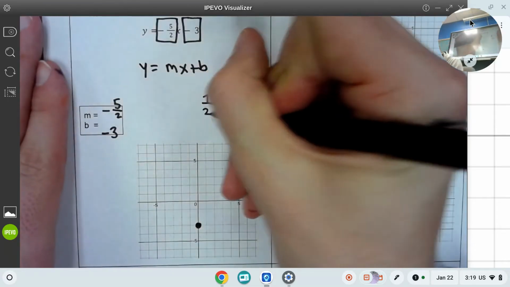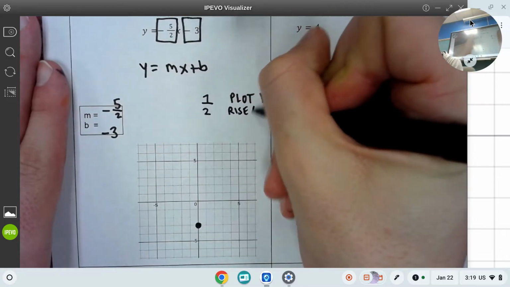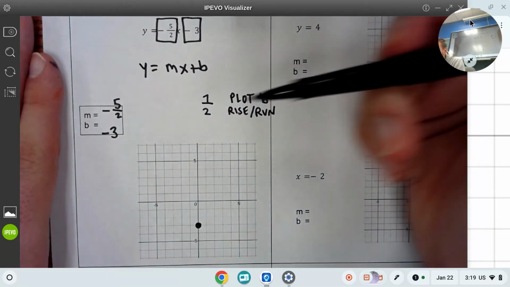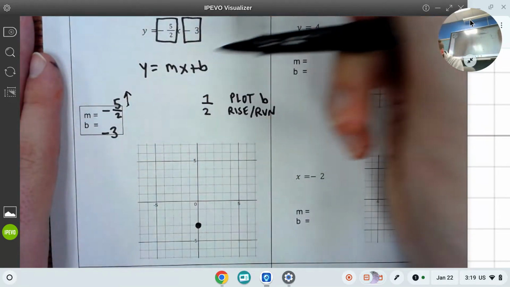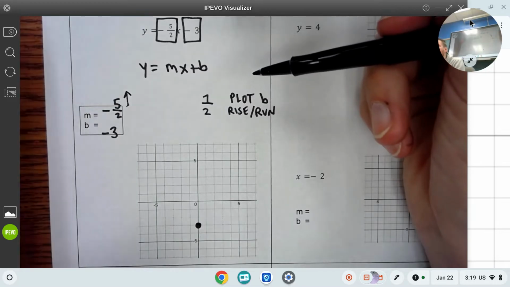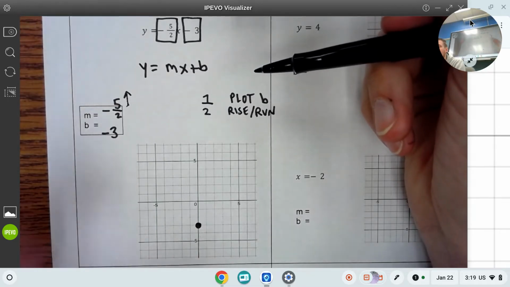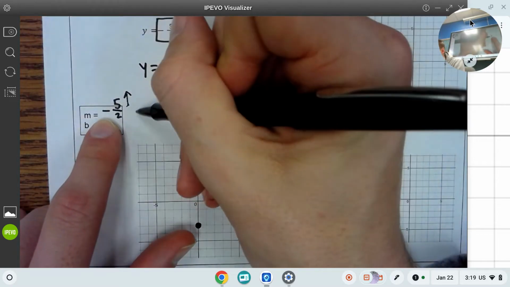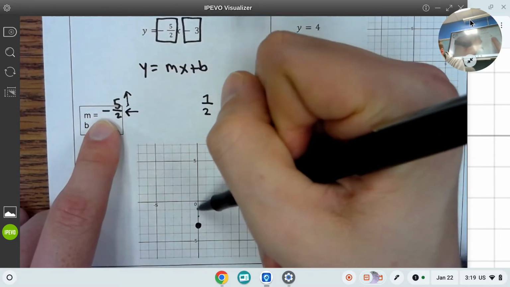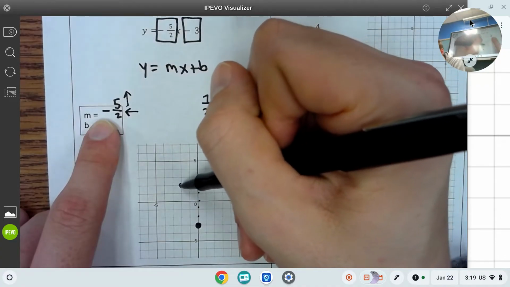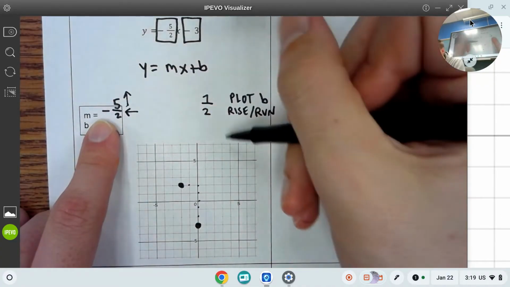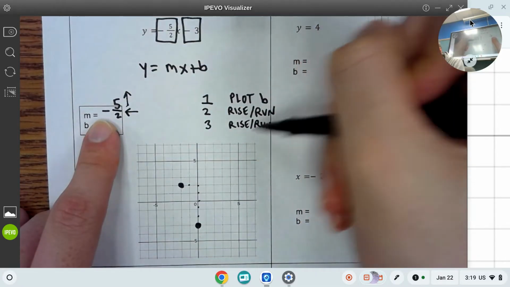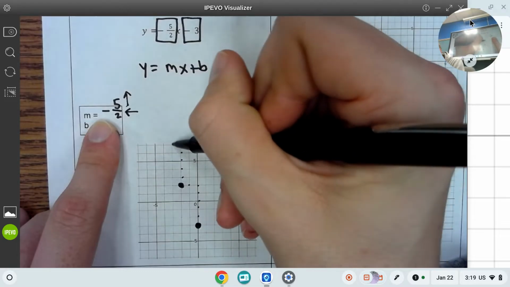The second step is that we need to do rise over run. So when it comes to rise over run, we're going to go up the top number. And then I'm always going to look at that bottom number. Negative means left, positive means right. So I see -2, I'm going left 2. 1, 2, 3, 4, 5, 1, 2. Put my dot right here. And I'm going to do the same thing again. Step number 3, rise over run. 1, 2, 3, 4, 5, 1, 2.